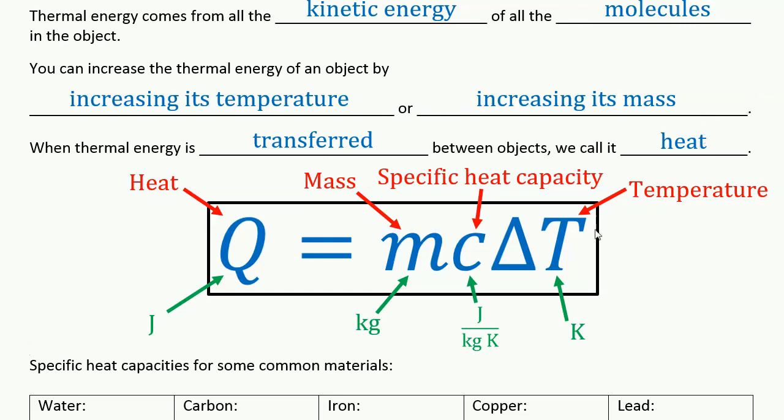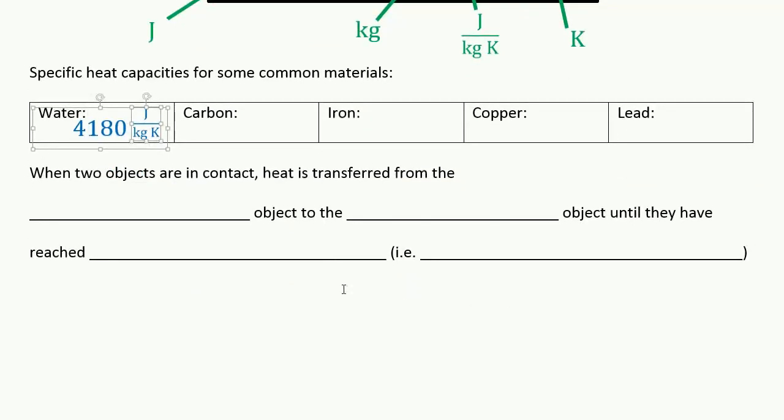So what are some heat capacities of some common materials? Well, water, which is one we've talked about already, has a heat capacity of 4,180 joules per kilogram Kelvin. Carbon, common element, 720 joules per kilogram Kelvin. Iron, 460 joules per kilogram Kelvin. Copper, 390 joules per kilogram Kelvin, and lead, 130 joules per kilogram Kelvin. I sort of arranged these in descending order.